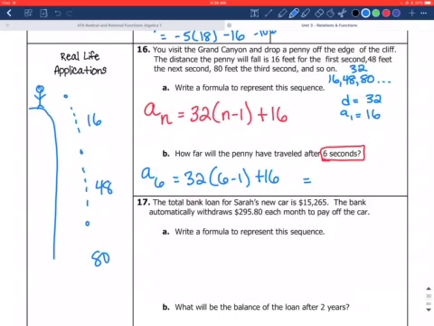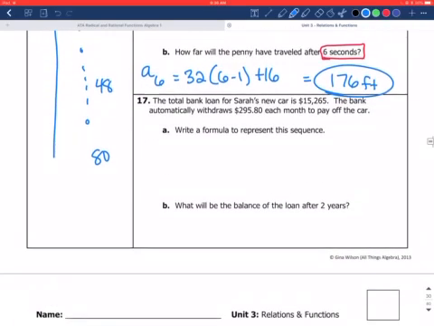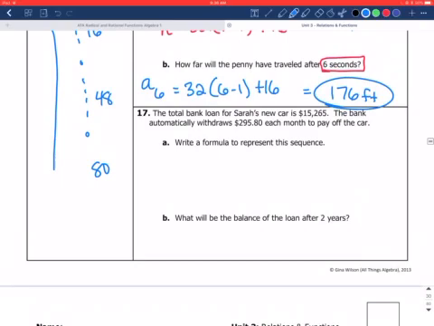So, how far will the penny have traveled after 6 seconds? That will be 176, and we are using feet. So that'll be 176 feet. There's our answer. Okay? All right, so the total bank loan for Sarah's new car is $15,265.